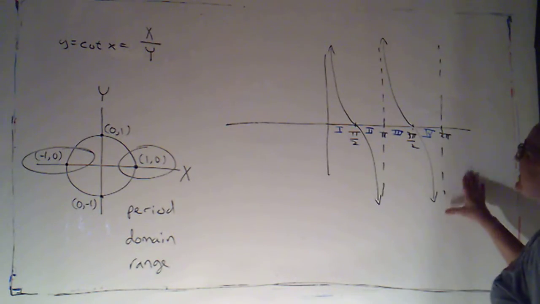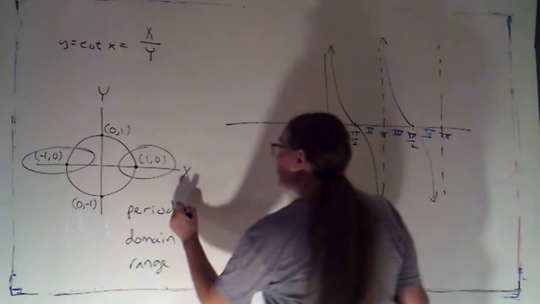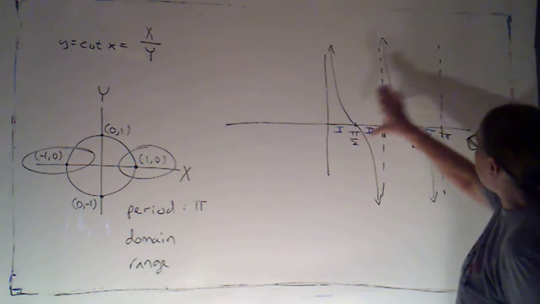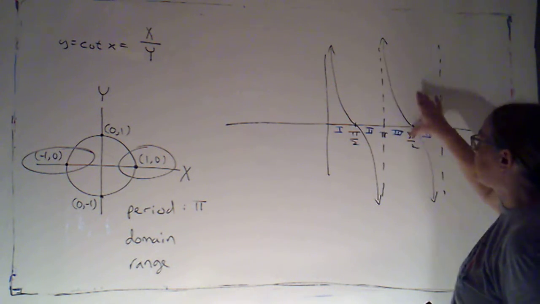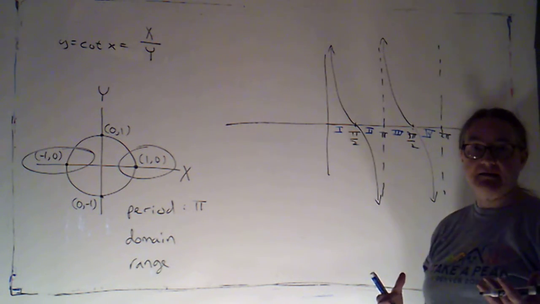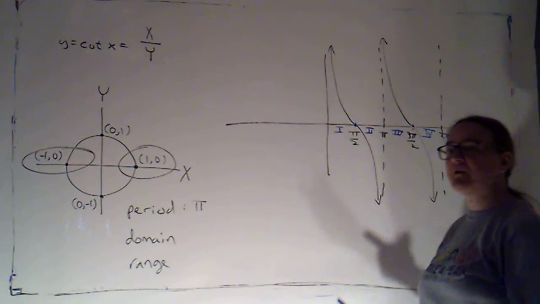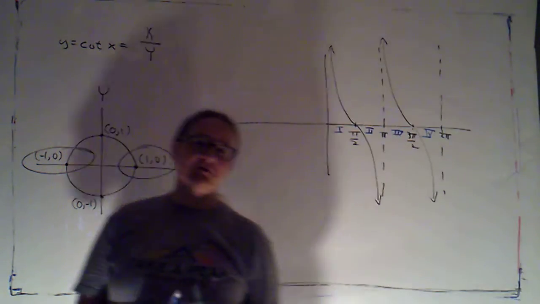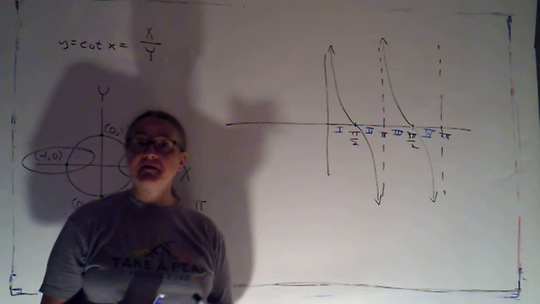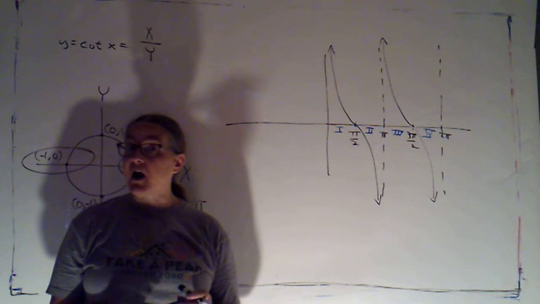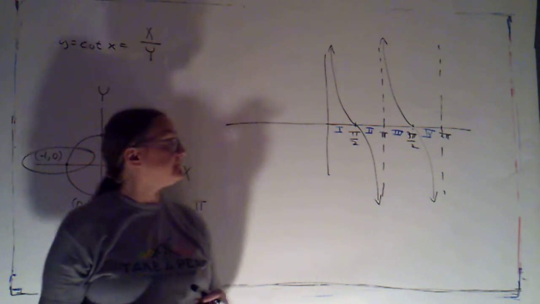Okay, so it looks like, again, the period is going to be pi. Because in one revolution, it repeats the same pattern twice. So tangent and cotangent, the period is pi. They do their thing twice in one revolution around the unit circle. All the other four, sine, cosine, secant, and cosecant, the period is 2 pi, corresponding to a full revolution.